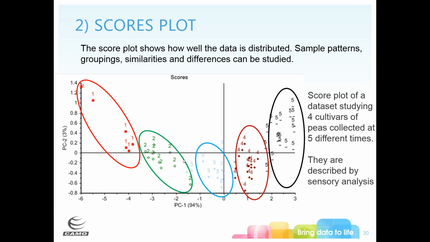So you want to look at the scores plot, and like I said, it shows how well the data is distributed. You can see sample patterns and groupings. In this particular data set, we're looking at 4 types of peas that are collected at 5 different times of harvest, and they're described by some sensory analysis, sweetness, mealiness, green color, and what we see is a trend with time. Earlier, the peas tend to be less sweet, and they become more and more sweet as you get later in the harvest. So you might find something like a time gradient.